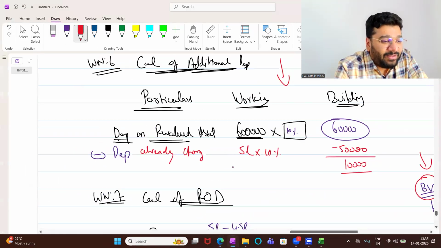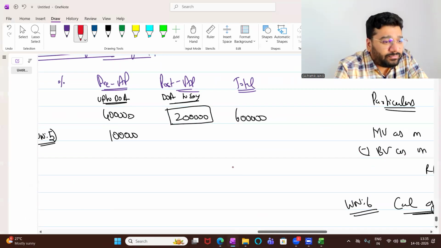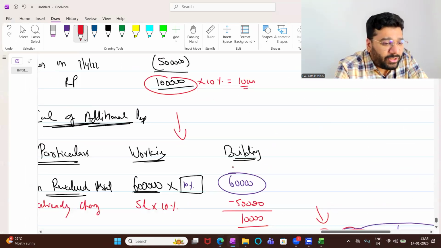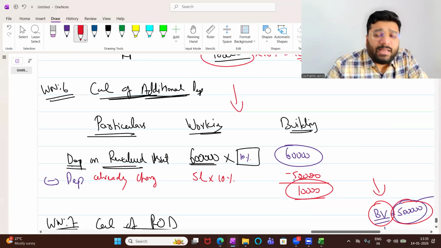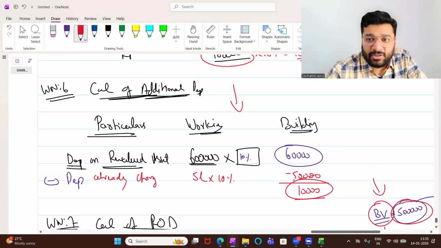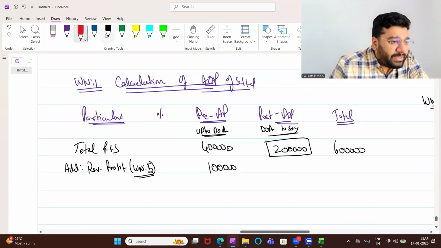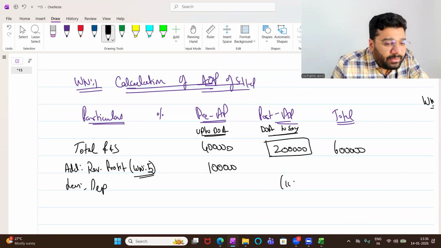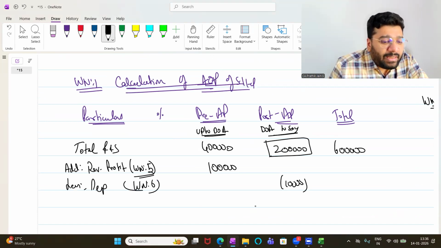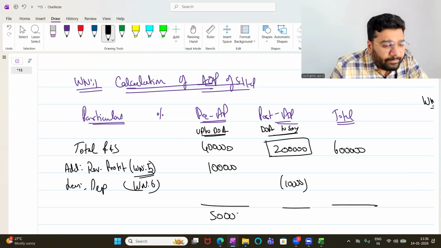Now go back to how much is depreciation? 10,000. This 10,000 is the depreciation for using the asset during the post period. So I will minus it from the post profit. So less depreciation, 10,000 rupees in bracket. This is working note number 6. Any other adjustment, please? No. 4 lakh plus 1 lakh? 5 lakh. 1 lakh only, no? Yes. And 2 lakh minus 10,000 is 1,90,000.